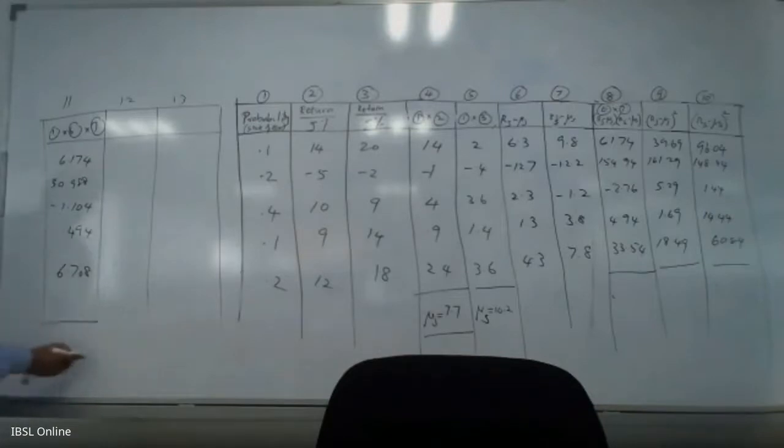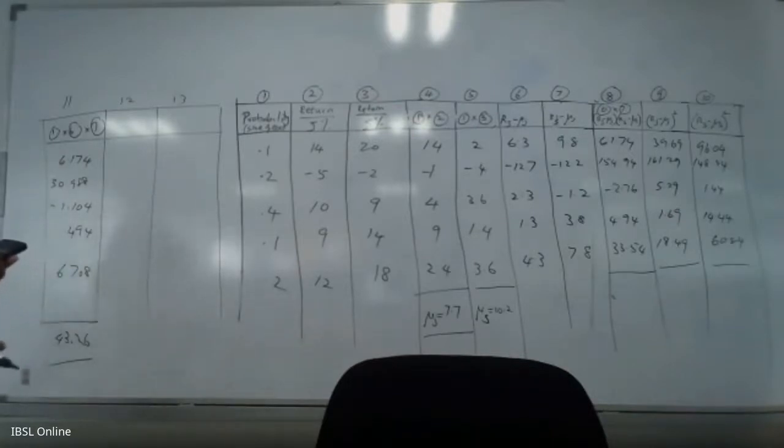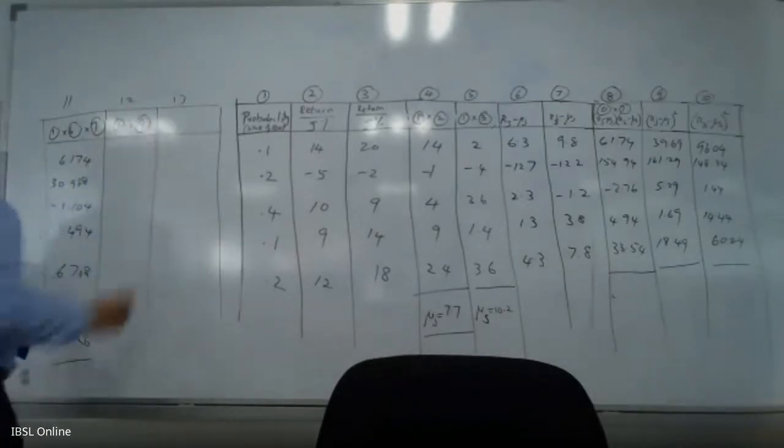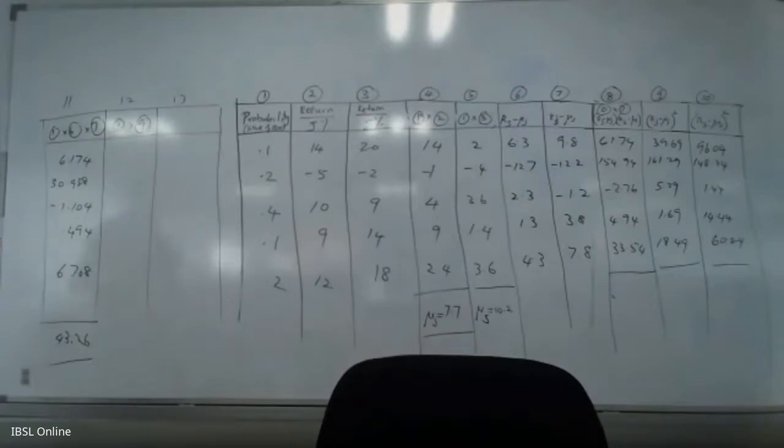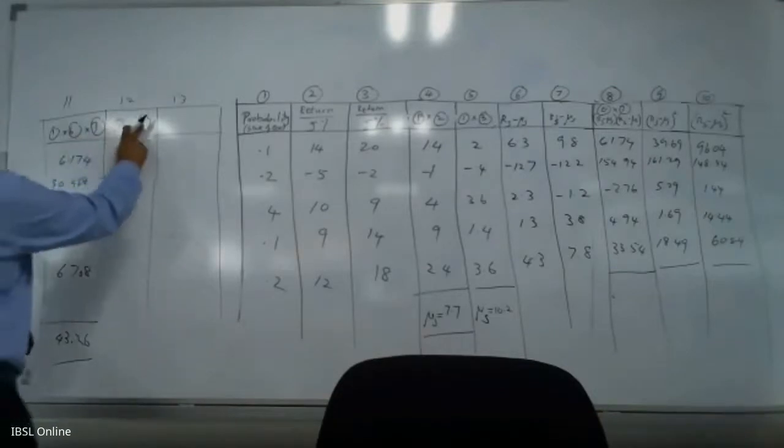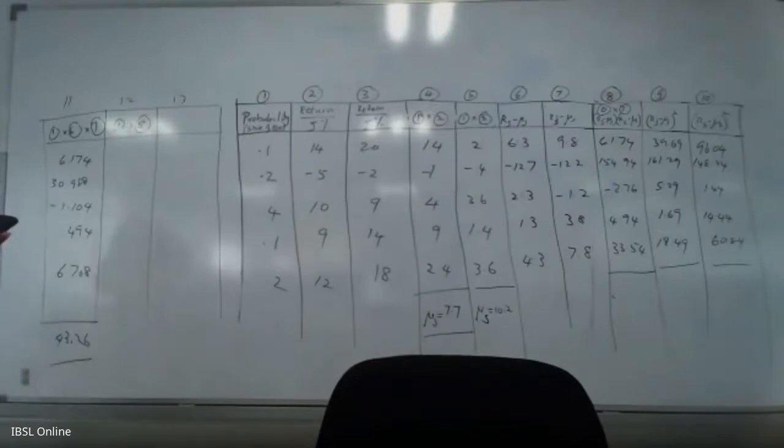Now the total of which can be taken as the covariance. So that is 6.174 plus 30.988 plus 0.494 plus 6.708 minus 1.104. That comes to 43.26. That is the total of column number 11. I think you all got it. So column number 12 is the multiplication of column 1 and column 9. And column number 13 is the multiplication of column 1 and column 8.